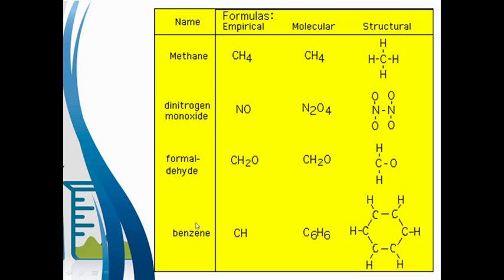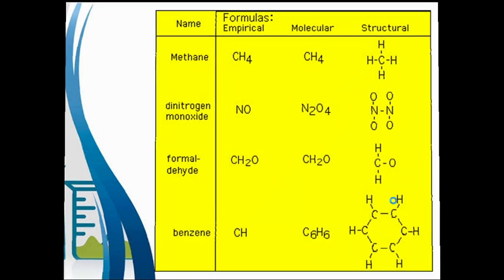Then last is the benzene. We have carbon and hydrogen. So of course, its molecular formula is C6H6. Since it can be divided by 6, its empirical formula is C1H1 or CH. So the structural formula of benzene has 6 carbon and 6 hydrogen.